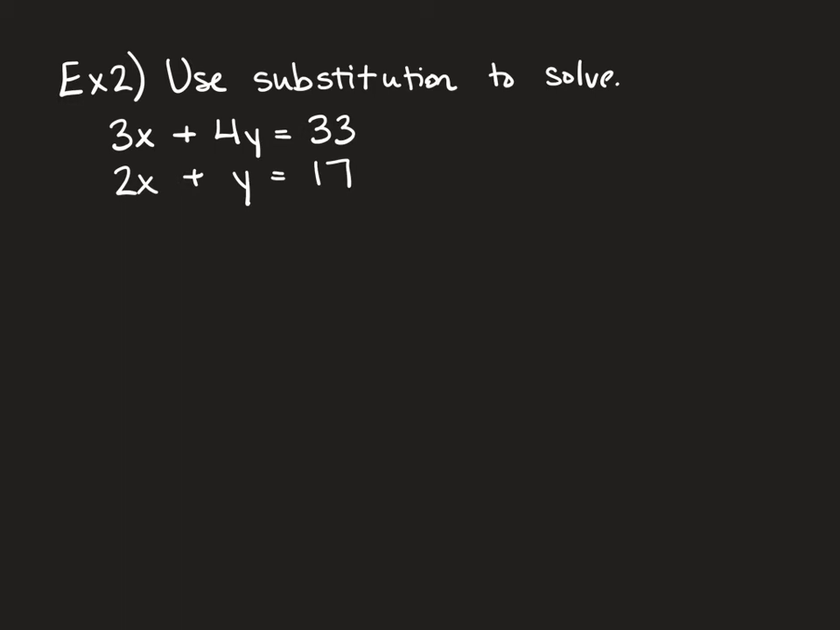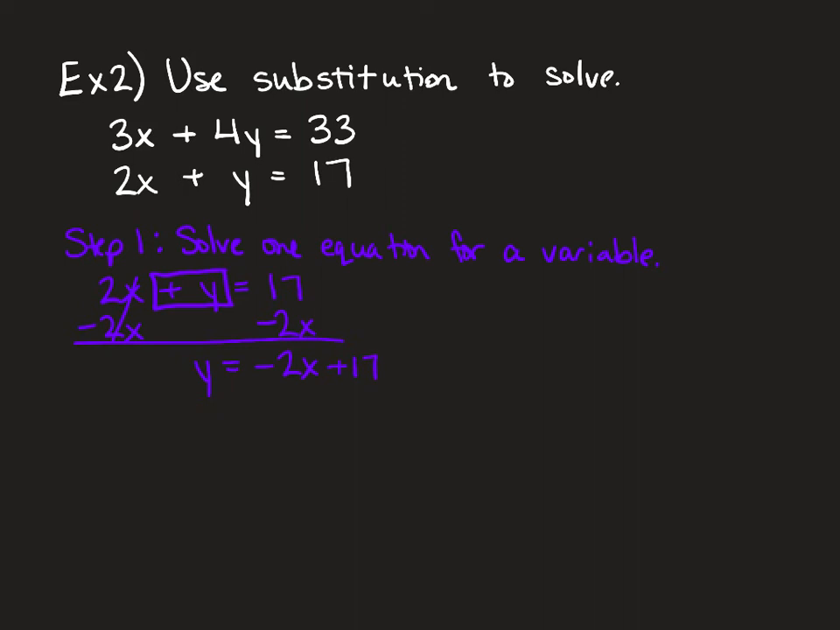This one will go a little quicker than the first one. We're going to use substitution to solve. We've got 3x plus 4y equals 33 and 2x plus y equals 17. Remember, the first thing we did is to solve one equation for a variable. So I'm going to choose the second equation because y would be easier to solve for. So I'm going to solve for y. I'm going to get rid of 2x by subtracting 2x from both sides. I get y equal negative 2x plus 17, or I could say 17 minus 2x.